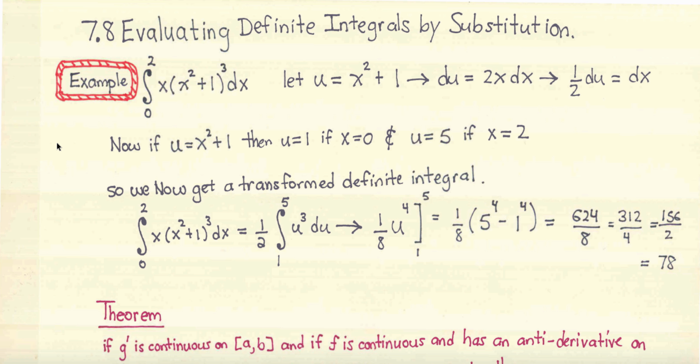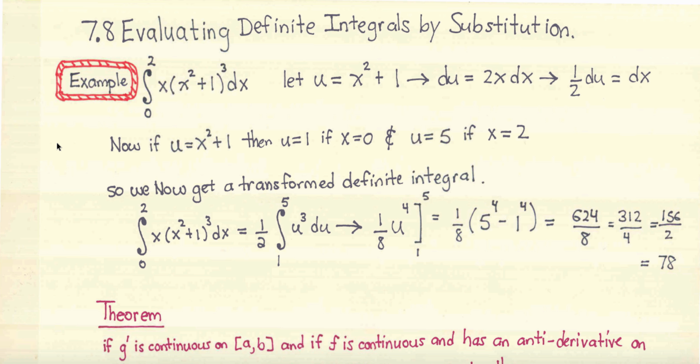Okay, let's look at the first example. The integral from 0 to 2 of x times (x squared plus 1) all cubed times dx. Notice the x in the front is not cubed. Let u equal x squared plus 1. This means that du is 2x dx, so 1/2 du equals dx. But we don't stop there. We now also want to transform the lower and upper limits of integration. So if u equals x squared plus 1, think this through, then u must equal 1 if x equals 0. And u equals 5 if x equals 2.